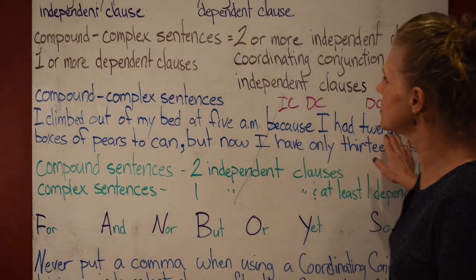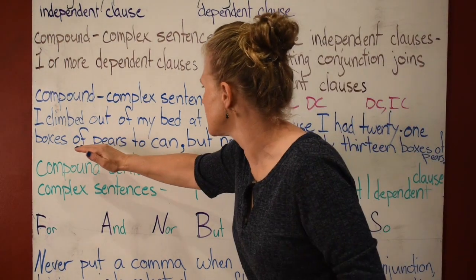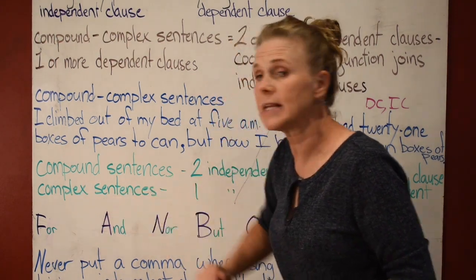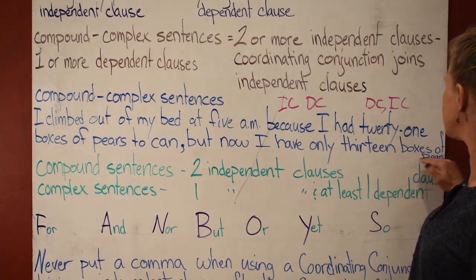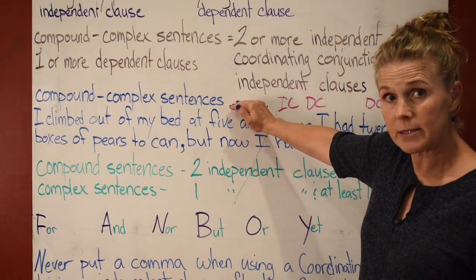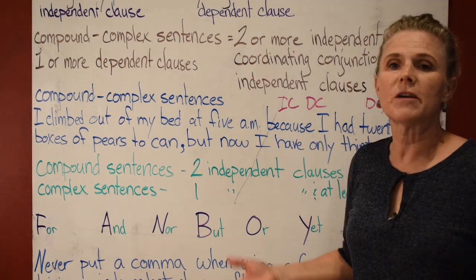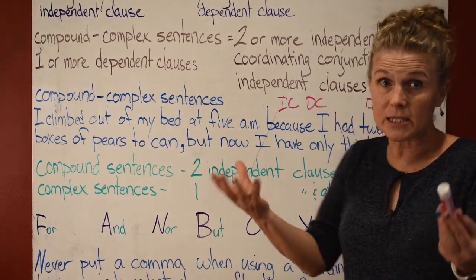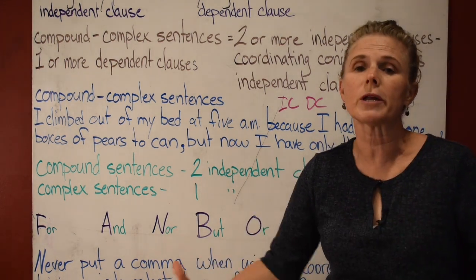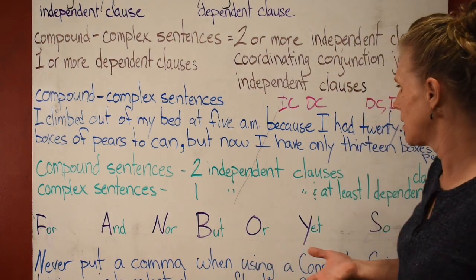So if you look at this sentence, I climbed out of my bed at 5 a.m. because I had 21 boxes of pears to can. Now, if you took all of this out, you would just have a complex sentence. But because you have this second part in, you have a compound-complex sentence. Does that make sense? Now, you can move this around. It doesn't have to be like this. If you want to have both of your independent clauses together and then your dependent clause at the end, however you word it, you just have to put it correctly in your sentence and use the right punctuation.